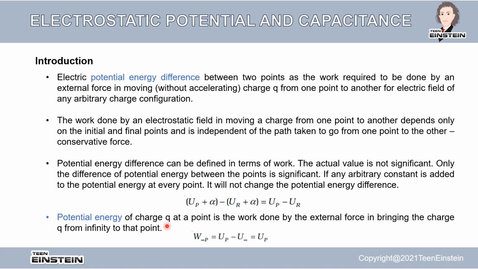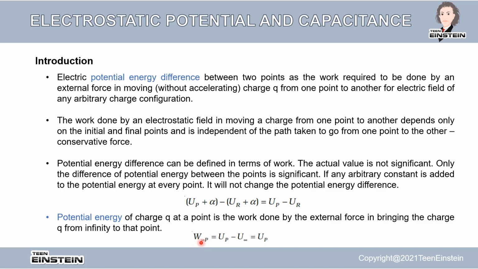Then the potential energy of charge Q at a point is the work done by the external force in bringing the charge Q from infinity to that point. So now we have defined the potential energy difference between 2 points, U_p and U_r. What if I ask you what is the potential energy at a particular point? To find it at the particular point P, we can assume R to be infinity. So the work done in bringing a charge from infinity to a point P is given as the potential energy of charge Q at that point P.